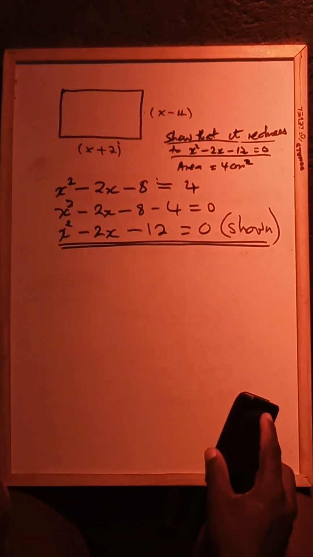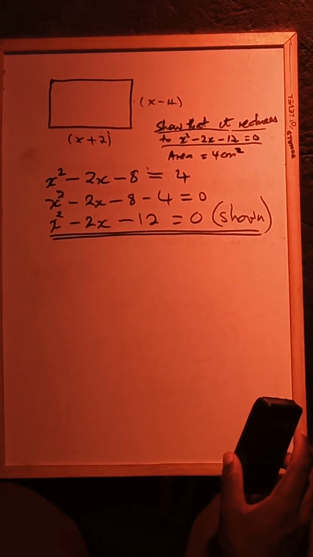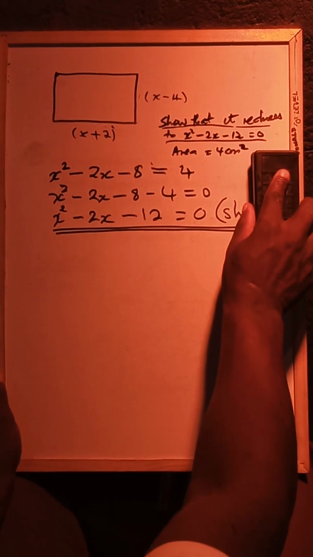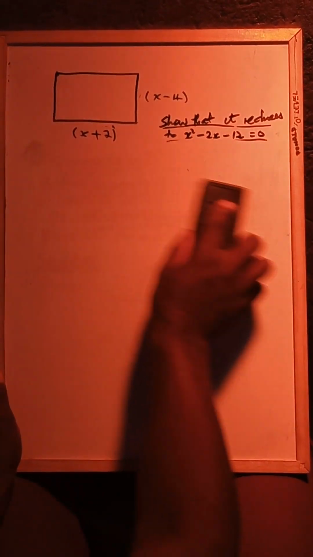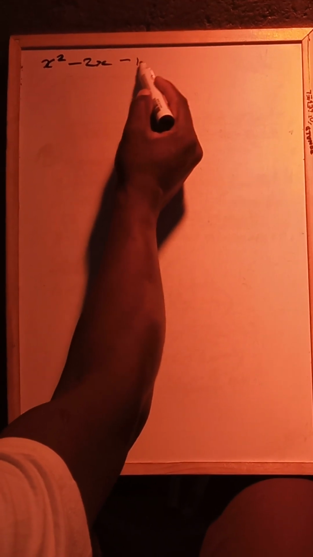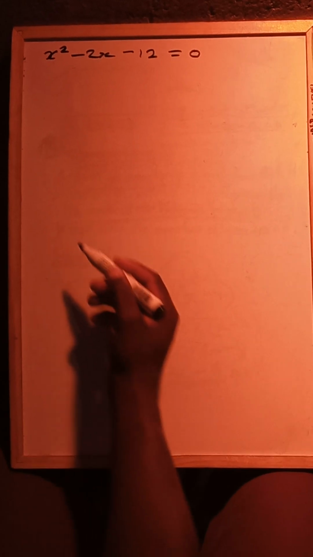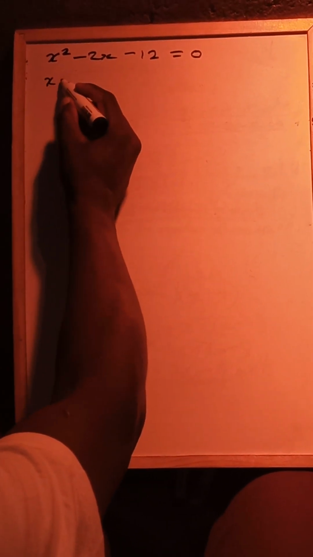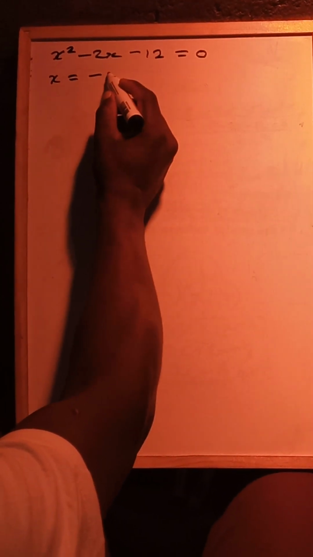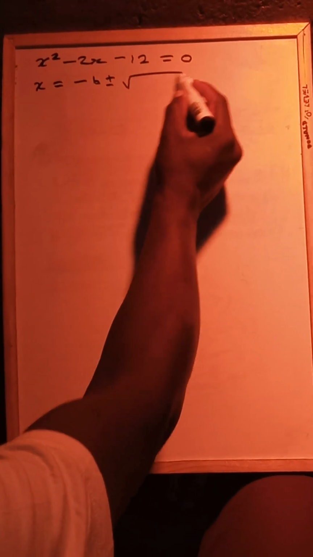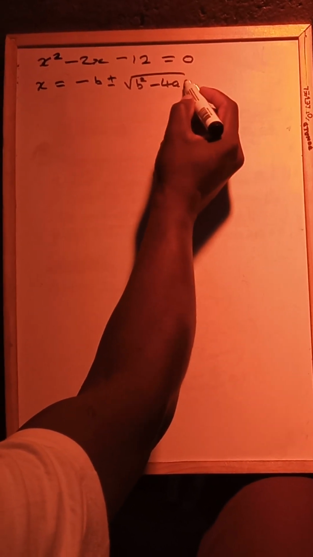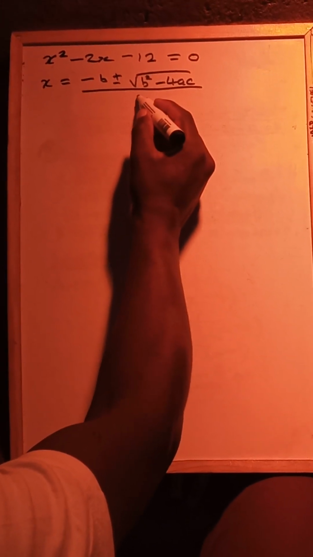Right, let's go to the next part of this question, which says hence or otherwise solve the equation. I need a lot of space, so I'm going to take everything off. So here we need to solve the equation x squared minus 2x minus 12 is equal to 0. This is a quadratic equation. We have to use the quadratic formula, which says x is equal to minus b plus or minus the square root of b squared minus 4ac, all over 2a.